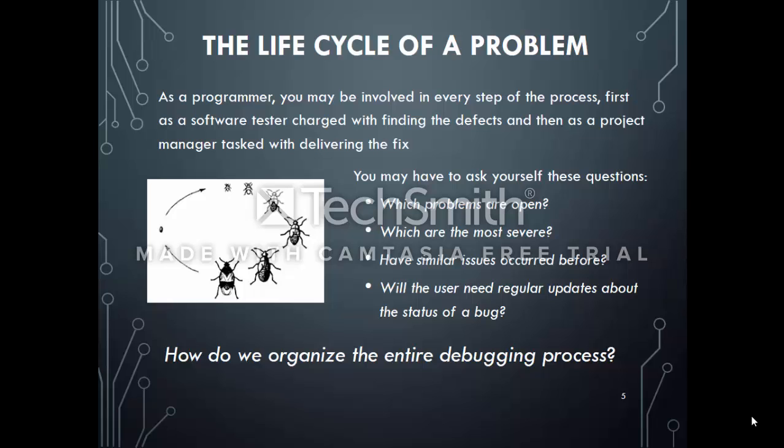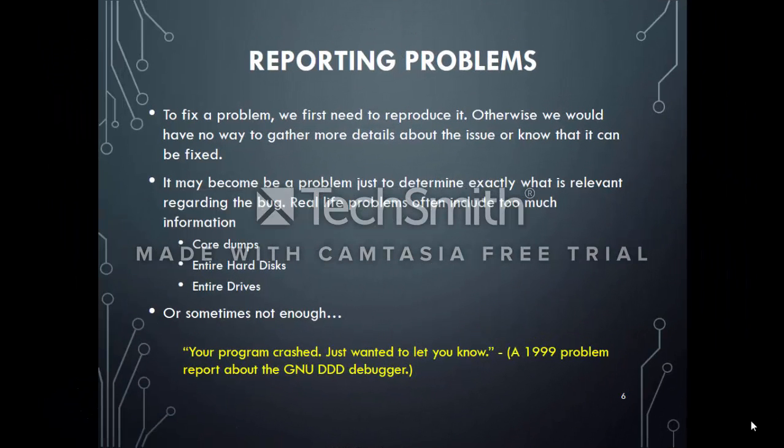As a programmer, you may be involved in every step of the process. First as a software tester charged with finding the defects, and then as a project manager tasked with delivering the fix. Along the way, you may have to ask yourself these questions. Which problems are open? Of those, which are the most severe? Have similar issues occurred before? Will the user ever need regular updates about the status of the bug? Our problem becomes, how do we organize the entire debugging process? To do that, we'll first need to organize the reporting of problems.